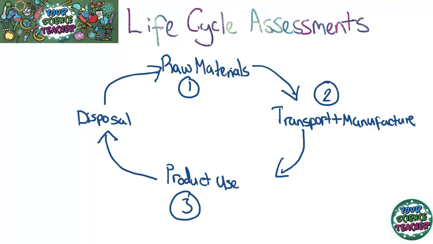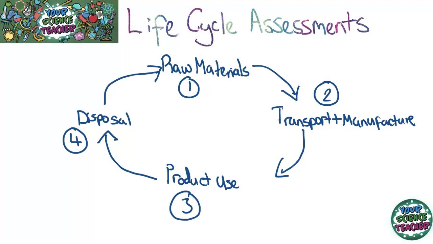And then finally, how is that product disposed? Can it be recycled? Is it degradable in the environment? Does it go to landfill? All of these are really important in deciding the impact of that product on the environment.